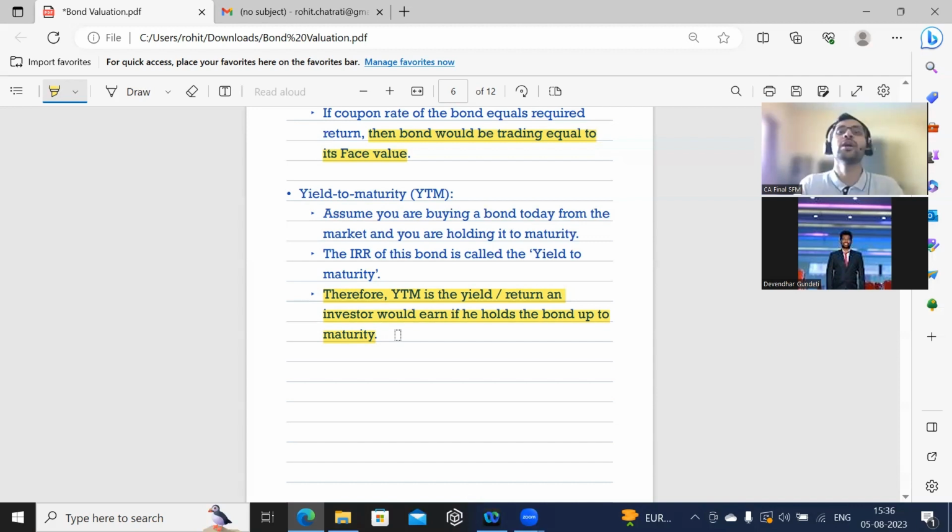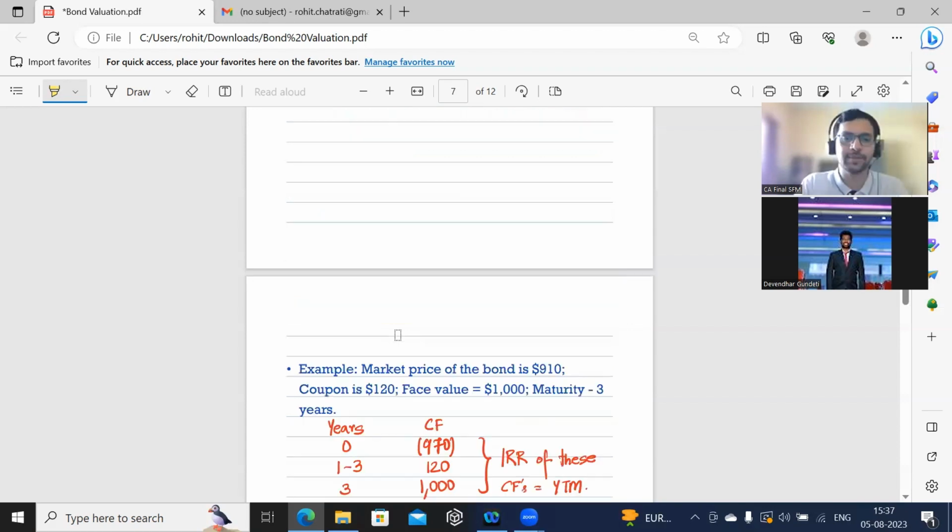All right. Therefore, we need a shortcut mechanism to actually calculate IRR. And after that shortcut mechanism, we will improve upon calculating the YTM. So first we'll calculate a shortcut YTM or an approximate YTM. Based on that, we will get a hint in which range the YTM is going to lie. And after that, we will do exact interpolation. All right. If you've not understood, you will understand through the next example that I'm going to take.